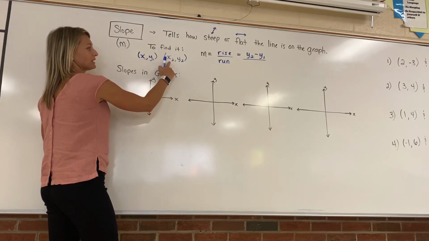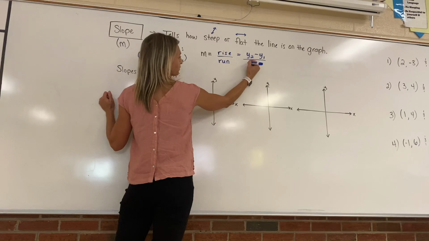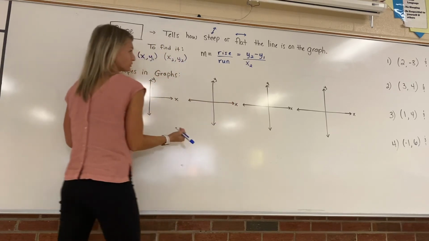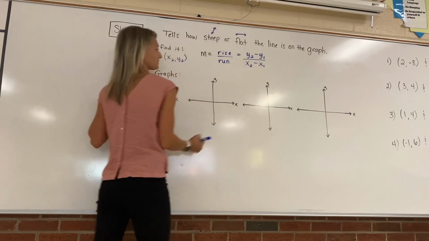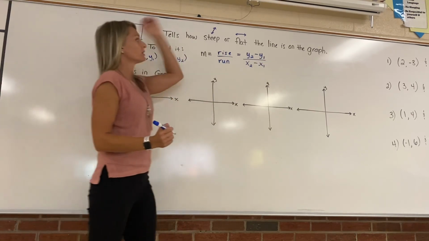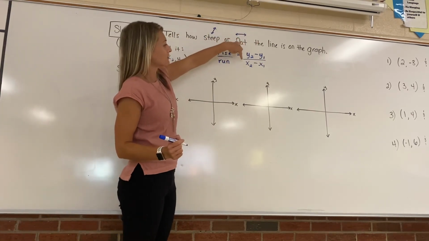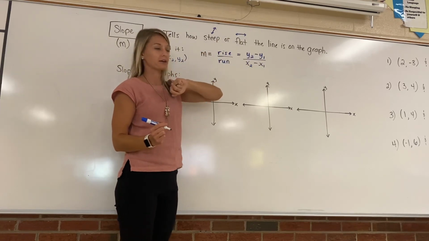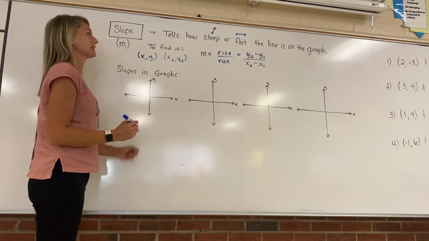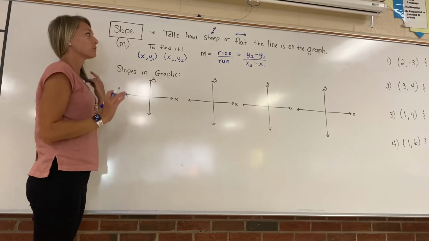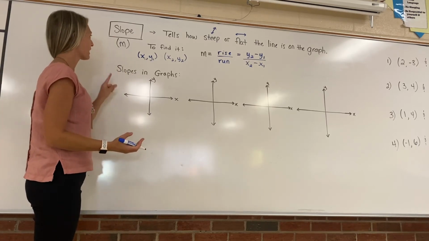So this would be, since I started with my y2, I'm going to start with my x2, and then you subtract the x1 value, okay? So you subtract your y values on the top, you subtract your x values on the bottom, okay? So that's the formula, all right? And that's what we're going to be doing in the next video when we actually find slope, all right?